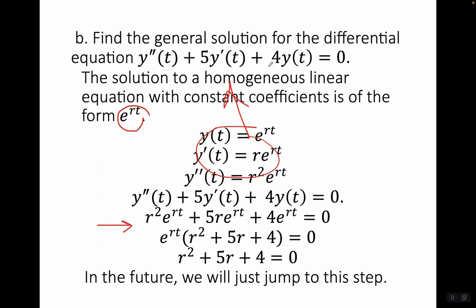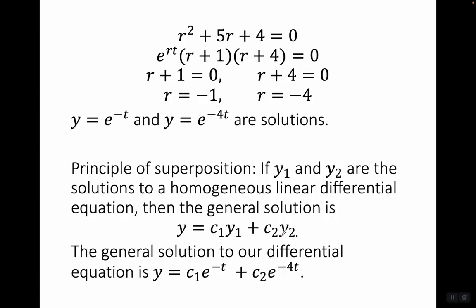In the future, we're just going to jump from this step down to this step, so we're going to avoid all the rigmarole. We can just go from y double prime plus 5y prime plus 4y to r squared plus 5r plus 4 equals 0. Okay. So here's our equation. So we have r plus 1 times r plus 4 equals 0. In other words, r plus 1 equals 0 or r plus 4 equals 0. So r equals negative 1 or r equals negative 4.